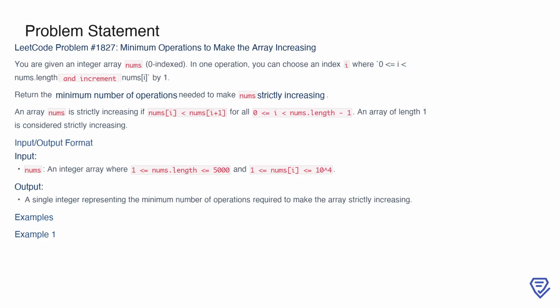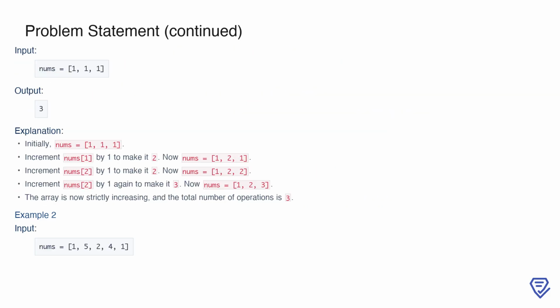The input consists of the array nums, whose length can range from 1 to 5,000, and each element falls between 1 and 10,000. The output is a single integer, which represents the minimum number of operations required to meet this condition. Let's look at an example to better understand the problem.